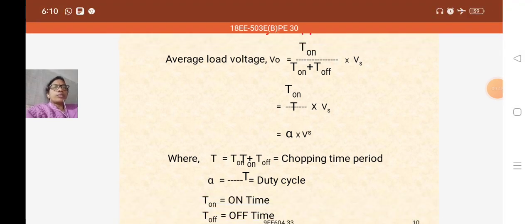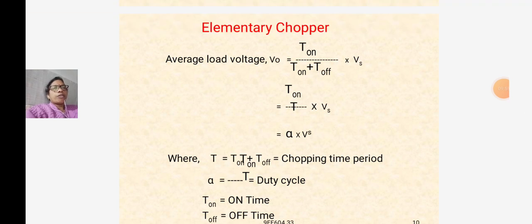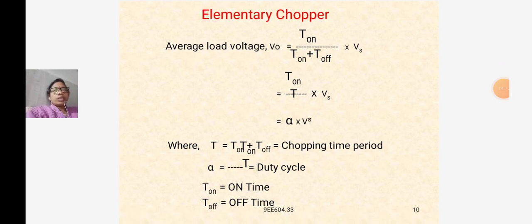The average load voltage V naught is equal to T on by T on plus T off into Vs, so T on by T into Vs. Here T means the turn on time plus turn off time of the thyristor. This is called the chopping time period, and alpha is T on by T, that is the duty cycle. Here T on is the on time and T off is the off time of the thyristor.